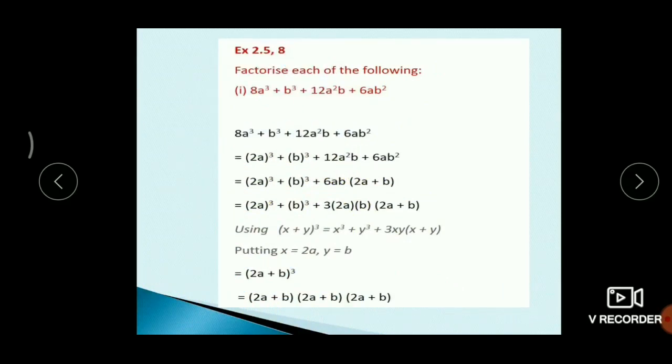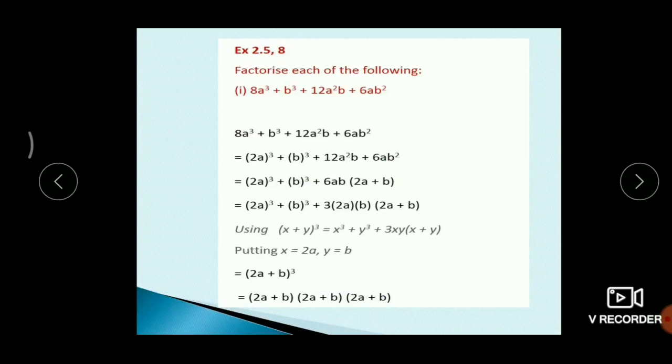Here is the first part, 8a cube plus b cube plus 12a square b plus 6ab square. See, first of all, we have to compare this given polynomial to some already existing algebraic identities. As I can compare it, I came to know I have an identity, x plus y whole cube, whose right hand side is x cube plus y cube plus 3xy into x plus y, right?